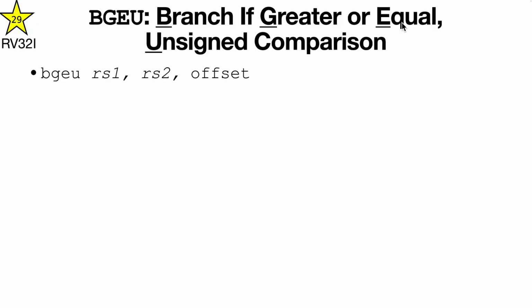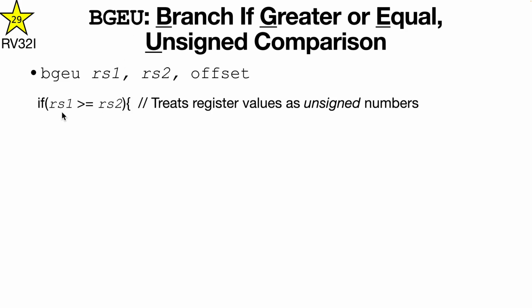That is a branch if greater or equal unsigned. So this is now going to be an unsigned comparison rather than the previous greater than or equal, which was signed. So it does an if rs1 greater than or equal to rs2, and treats the register values as unsigned numbers. So no more caring if one of them is negative.